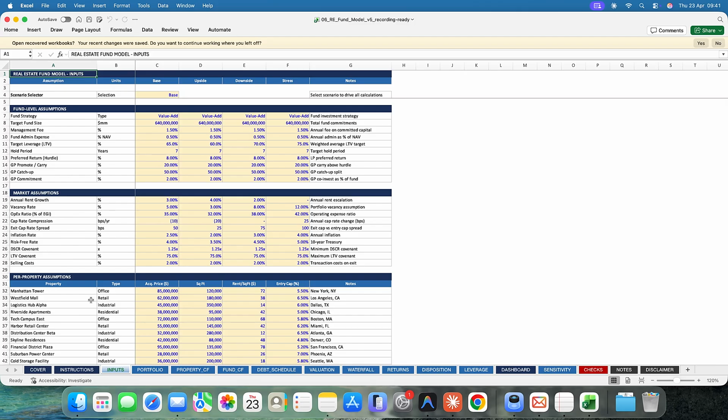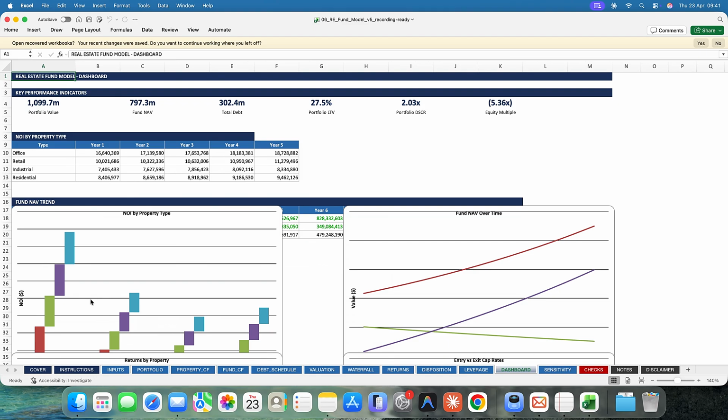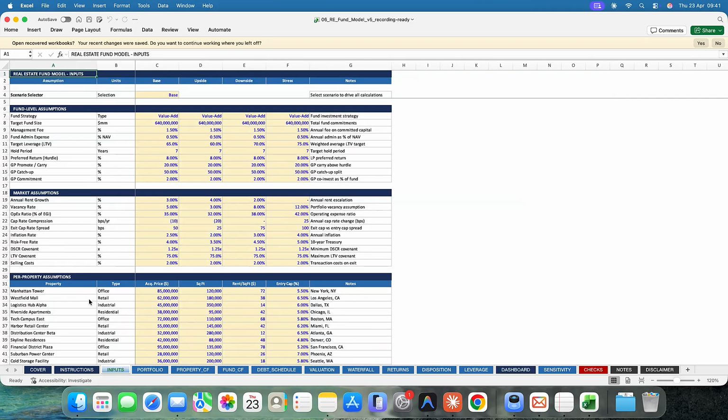One dropdown runs base, upside, downside. I flip it. And every property cash flow, every NOI, every valuation, every waterfall tier updates in a second. Every assumption on one tab: acquisition prices, opex, vacancy, reletting, rental growth, exit cap rates, leverage terms, hold periods, fund fees. Property by property, parameterized separately.